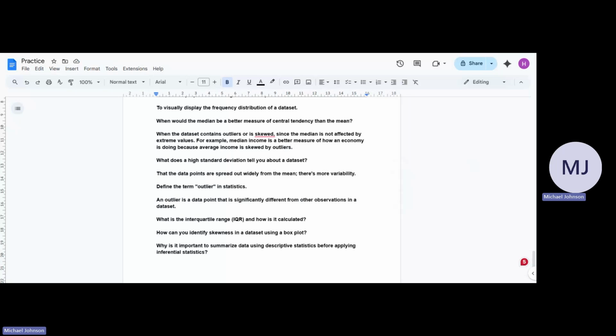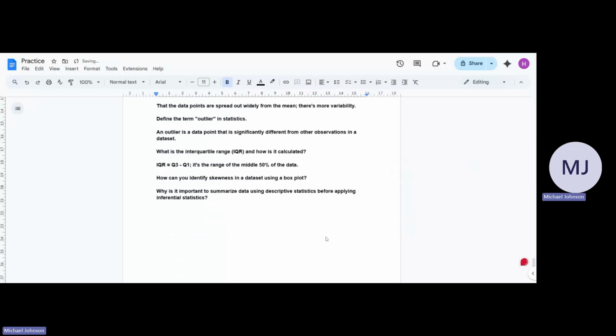What is the interquartile range and how is it calculated? So it's the range of the middle 50% of data.